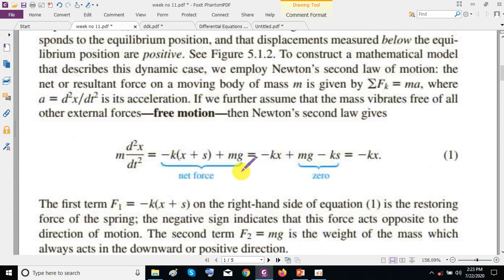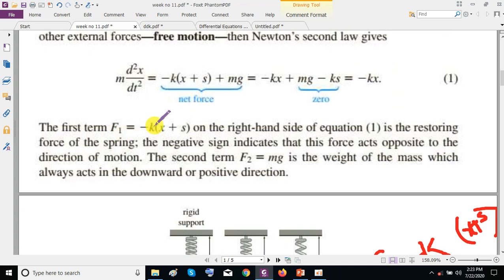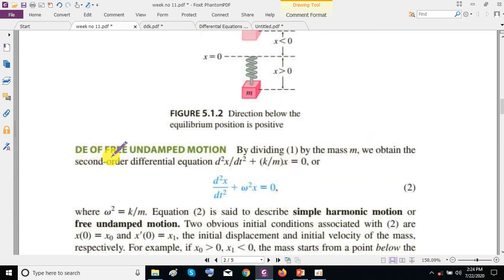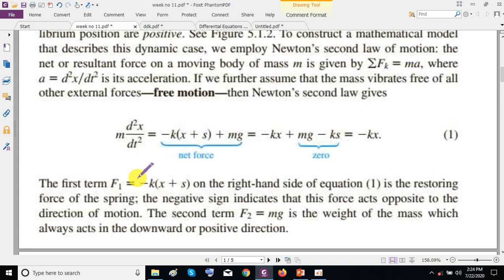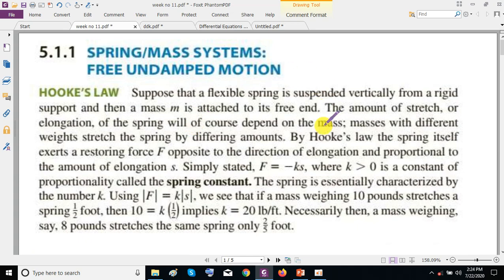Okay, that simply cancels out, and you simply get m d square x by dt square is equal to minus kx. The first term on the right hand side of the equation is the restoring force of the spring. This represents the whole restoring force, and the negative sign indicates that this force acts opposite to the direction of motion. And the second term is the weight of the mass, which always acts in the downward or positive direction. So now this represents the equation of a spring mass system with free undamped motion.